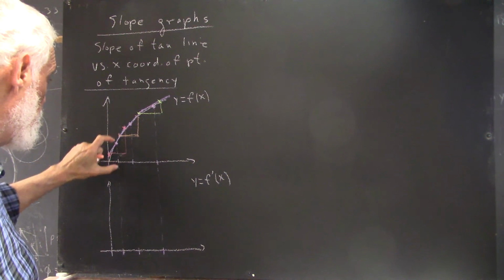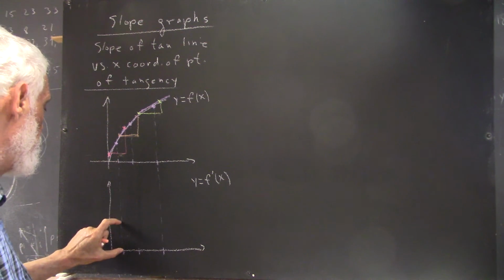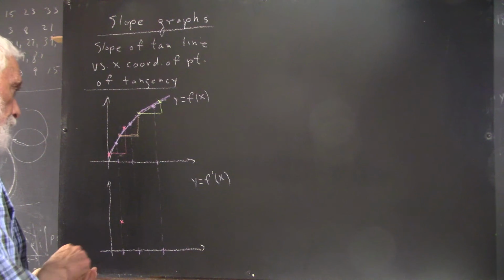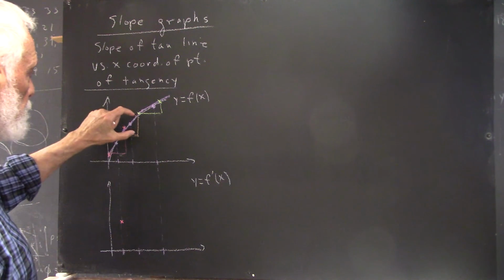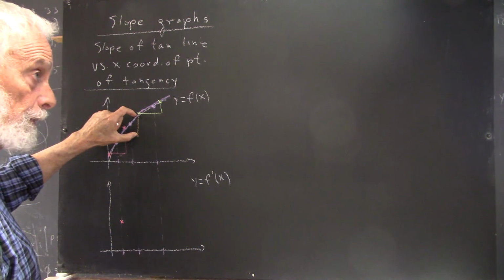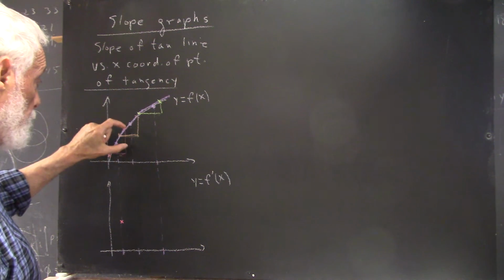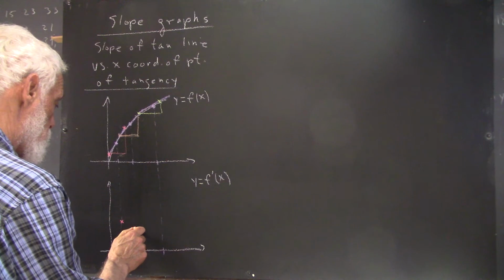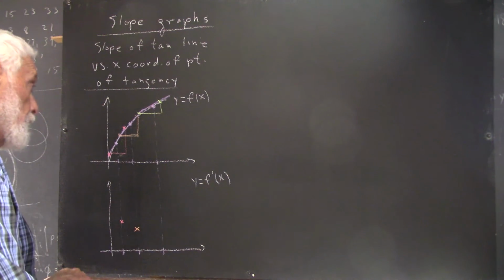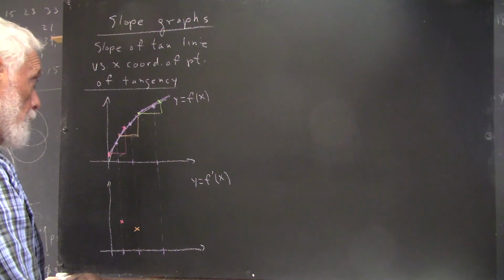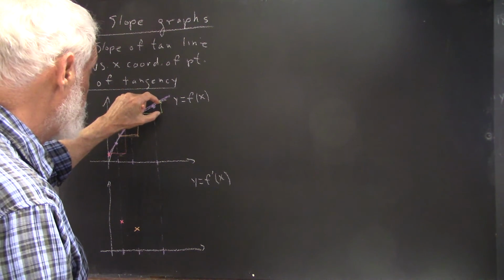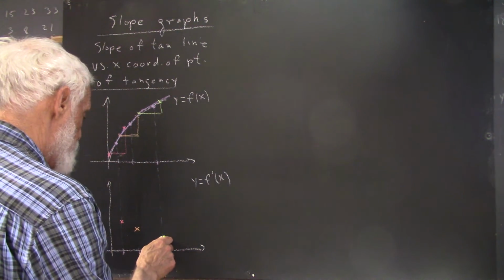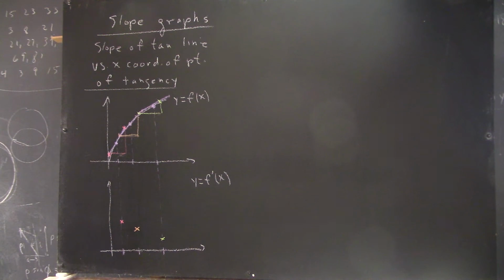So I use this rise for this x-coordinate, and I obtain a point here. And then I use this rise, associating it with the x-coordinate of the point of tangency. Bring it down here, and I've got this coordinate. Then I use this rise, associating it with the x-coordinate of the point of tangency, and I've got this point.